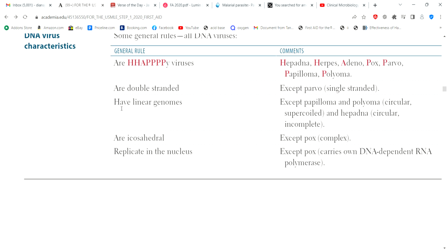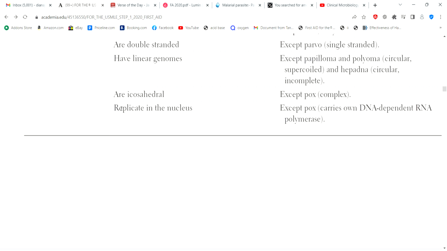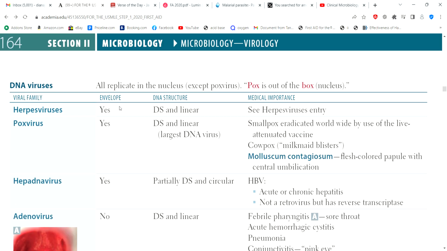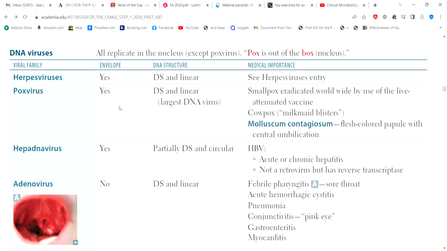DNA viruses all replicate in the nucleus except for the pox virus, which carries its own DNA-dependent RNA polymerase. Pox is out of the box.